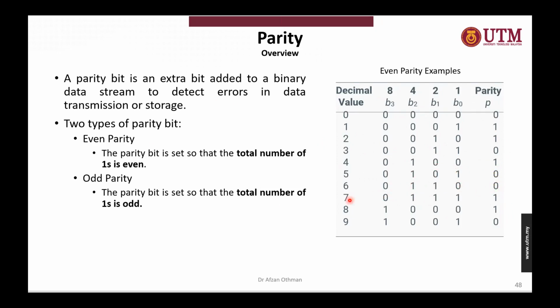What about number 7? When you change 7 to binary, you will get 0111. When you count the ones, you have a total of 3 ones. To make it even, you need to add another 1 to the parity, so now you have a total of 4 ones. For number 8, you need to set the parity bit so that the total number of 1s becomes even. And number 9, since the total number of 1s is even, there is no need to put a parity. So this is how the data will be sent through the network with even parity.